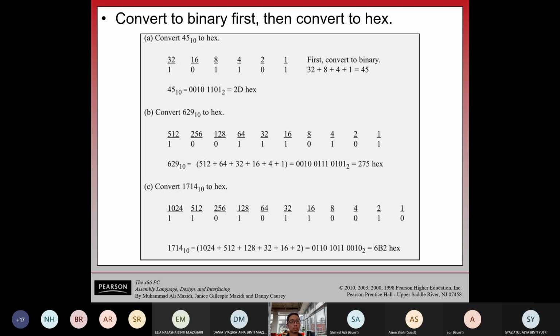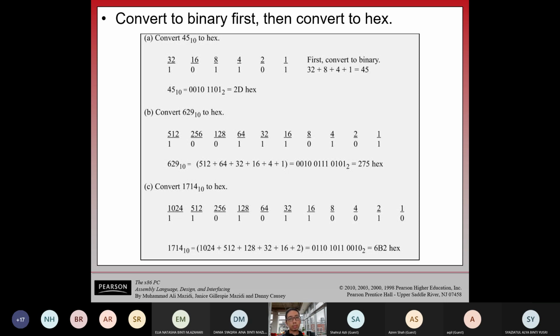So how you learned before, you need to divide by 2. You know that for 45, the highest power is 32, right? So it is 32, and the remainder is 5.